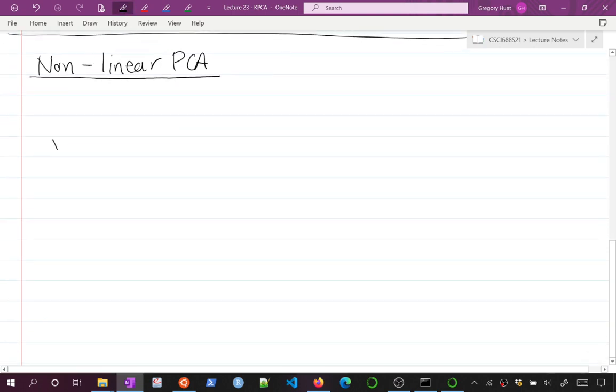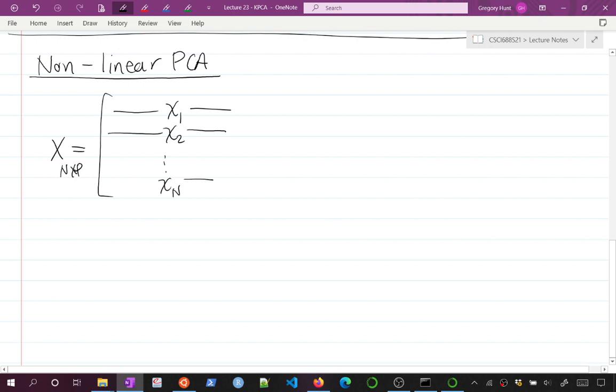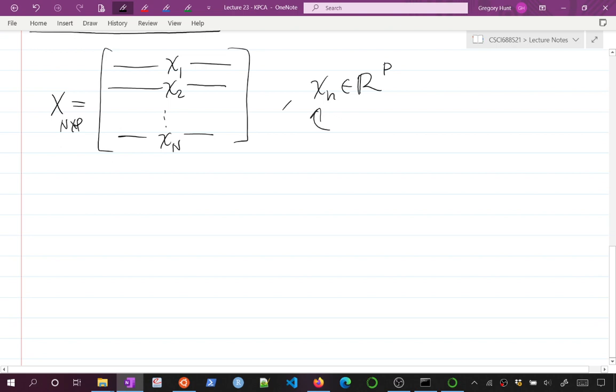So, nonlinear PCA. We're going to start with our data x, and x is going to be n by p. I have n observations of p variables, and I can think about this row-wise, so that my rows are my n observations, and each of these x sub n's is in some p-dimensional real space. The observation is my p variables or features.